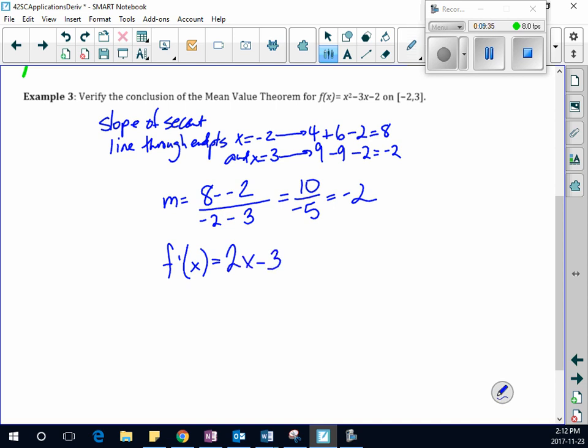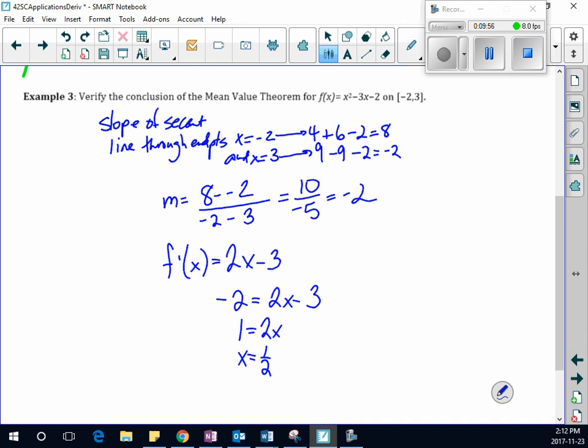So the derivative has to equal the slope of the secant line. So I set them equal to each other. So -2 equals 2x minus 3. Move the 3 over. I get 1 equals 2x, so x equals 1/2.